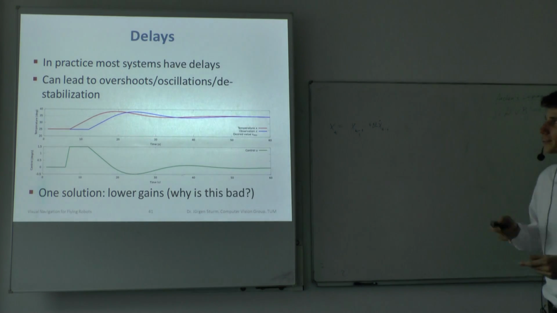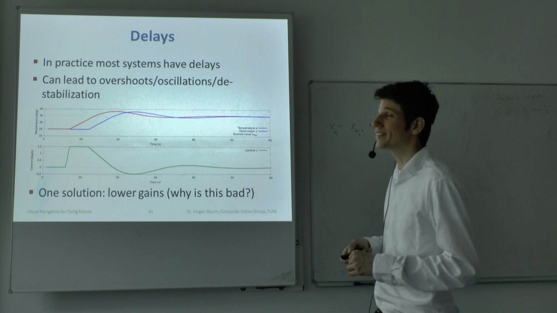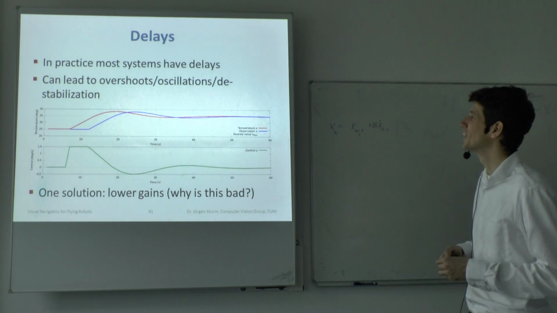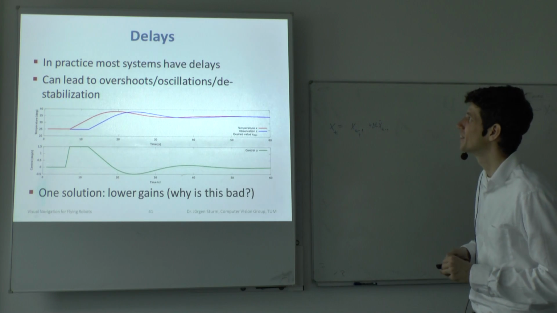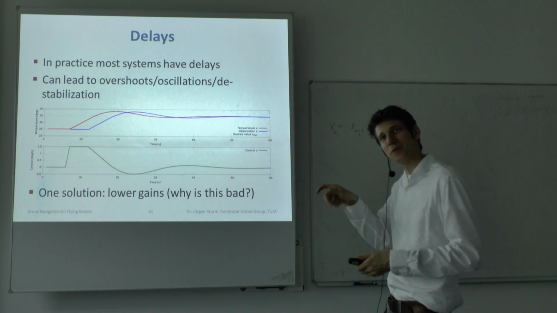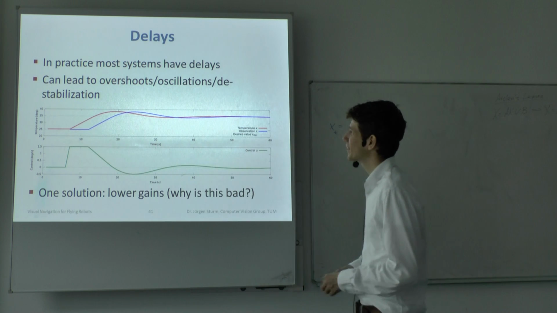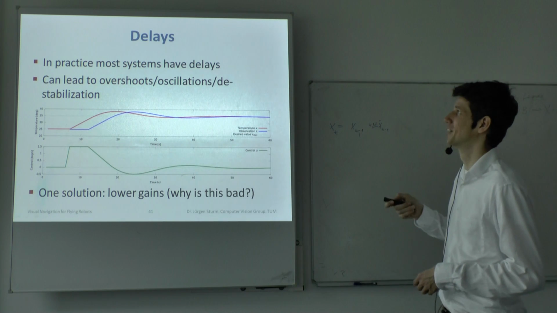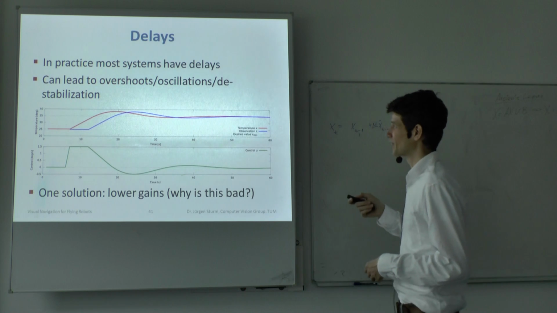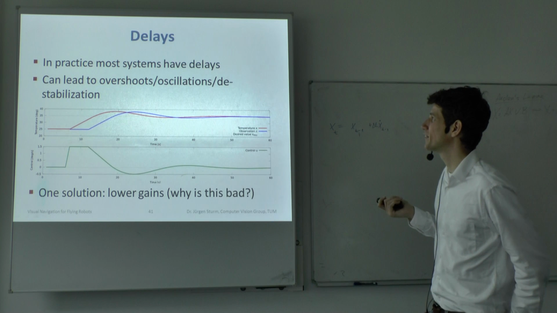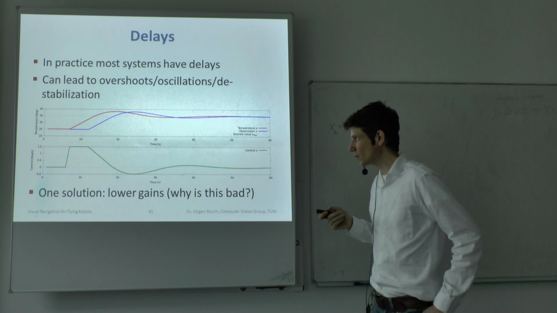Good. Next problem is delays, especially with the shower, and depending on the size of the pipe, there can be a considerable delay between when you give the control command and when the temperature actually changes, and that can lead to sensitive oscillations and overshoots, and then also to destabilization in the worst case.